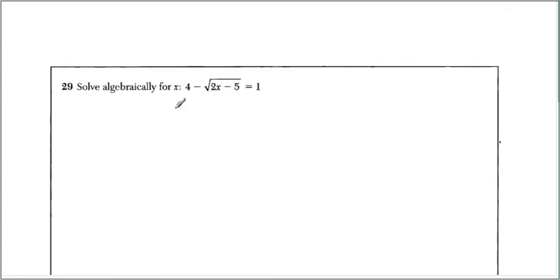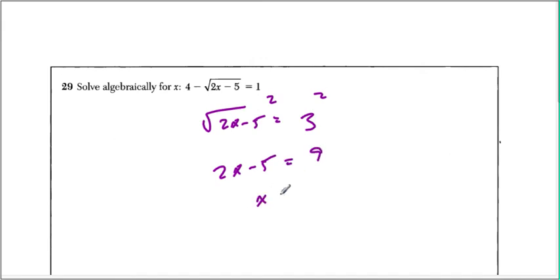Alright, over here you isolate the radicals, so you have radical 2x minus 5 is equal to negative 3, positive 3 because we divide by the negative. Square both sides, you get 2x minus 5 is equal to 9, so 14, 7. Check it. Works.